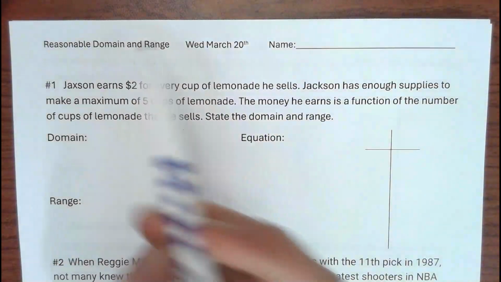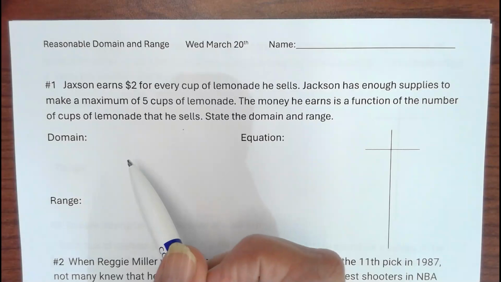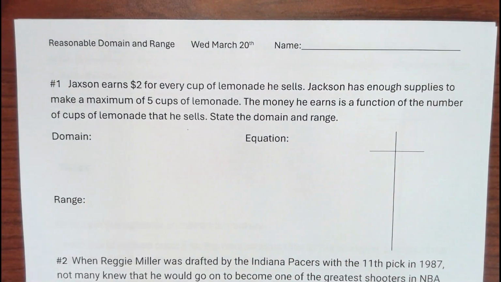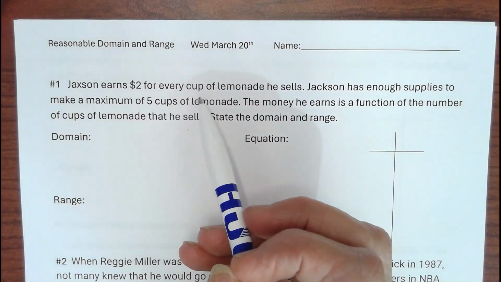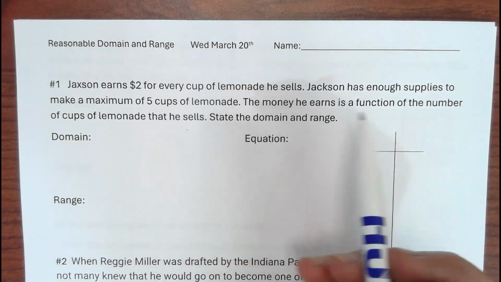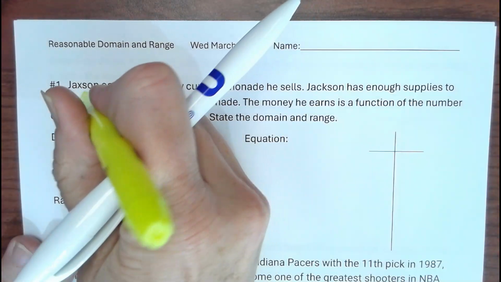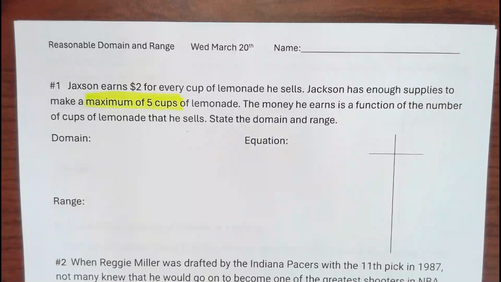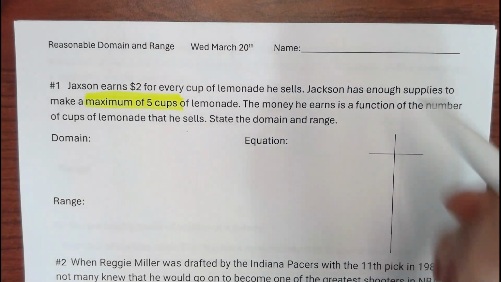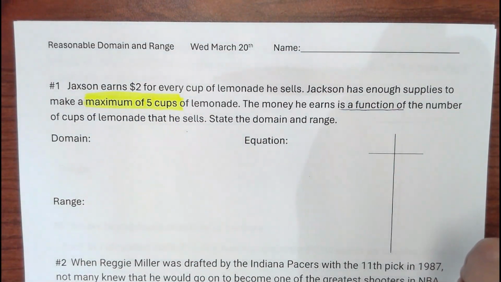Okay, y'all, we're continuing domain and range. This time we're going to put some numbers to our domain and range instead of just stating what the variable is. So let's start here. Jackson earns $2 for every cup of lemonade he sells. He's got enough supplies to make a maximum of 5 cups. Maybe let's highlight that. He can only make a maximum of 5 cups. The money he earns is a function of the number of cups of lemonade that he sells.